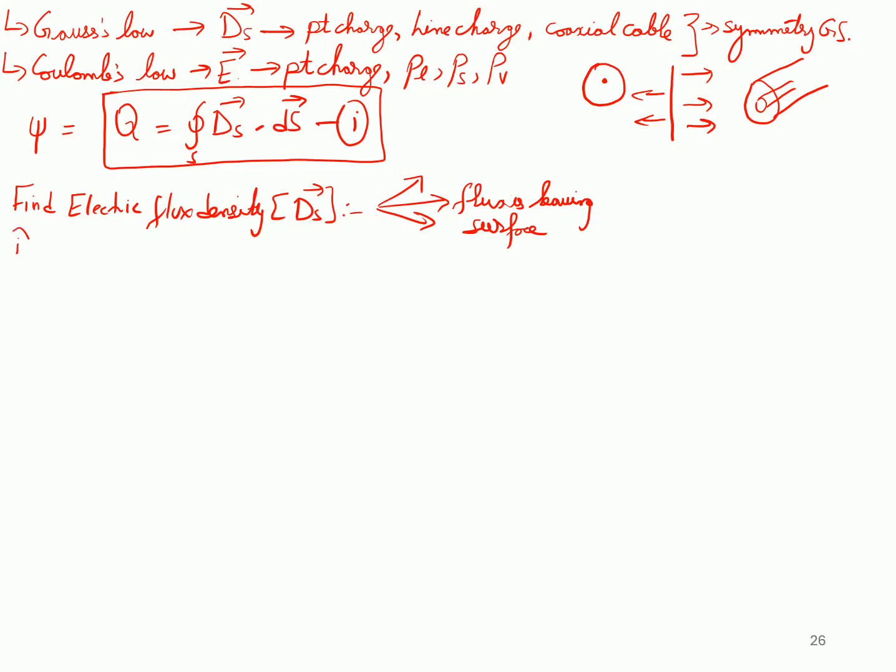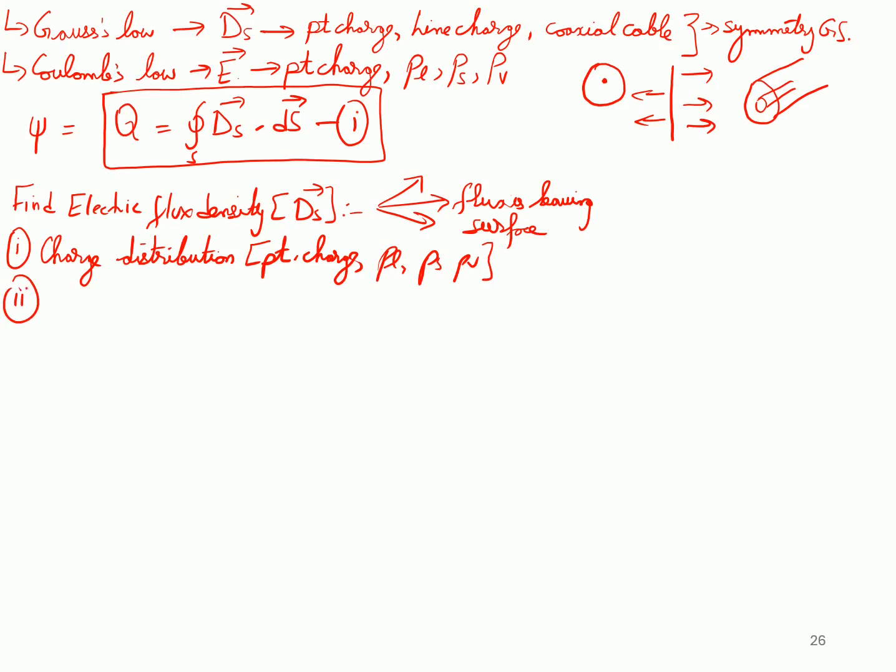The first is we should know what kind of charge distribution we are dealing with, which means whether we have a point charge, a line charge, a surface charge, or whatever it is, what kind of distribution it is on the object. The second point is that we need to choose the correct Gaussian surface.